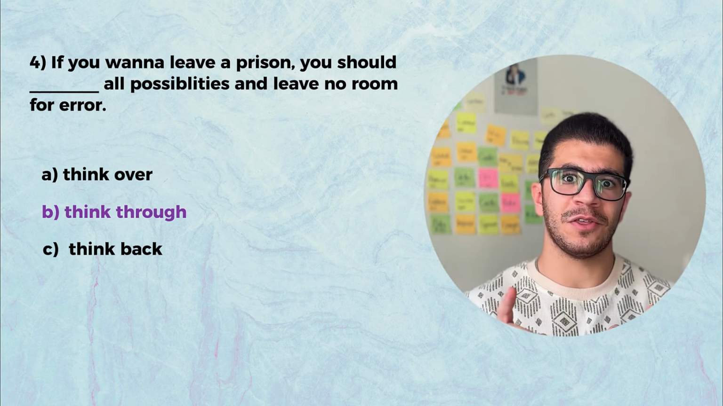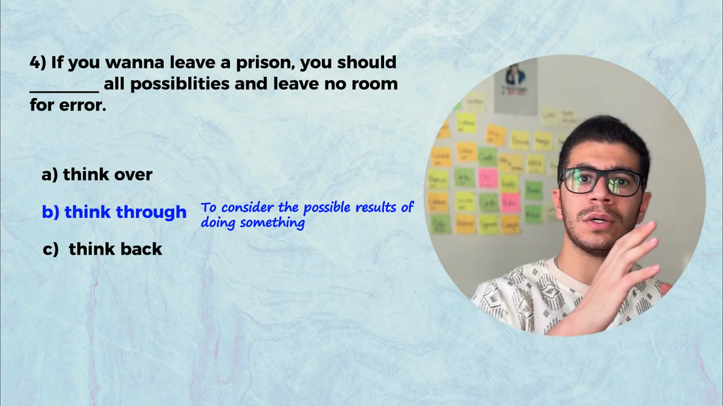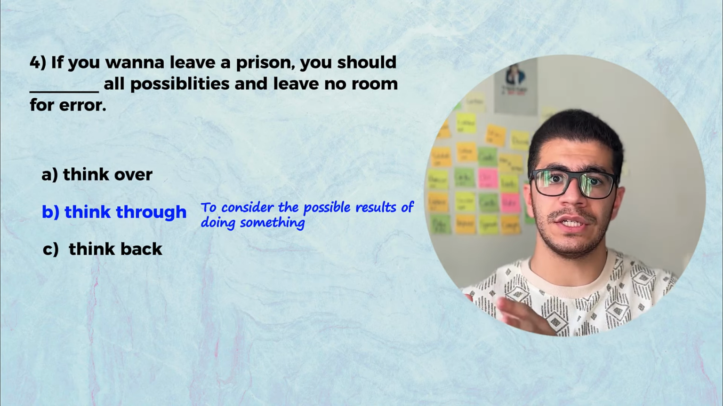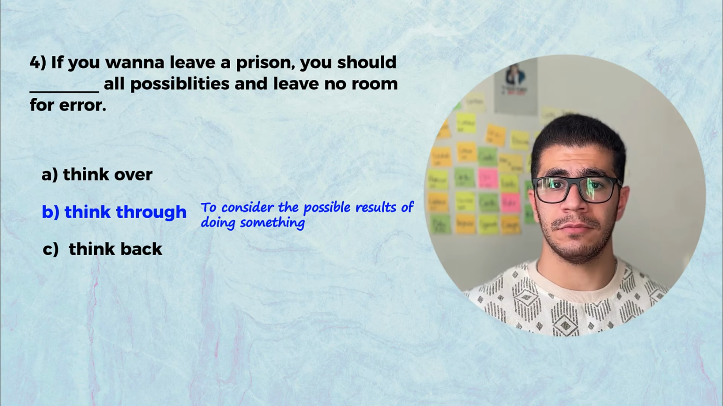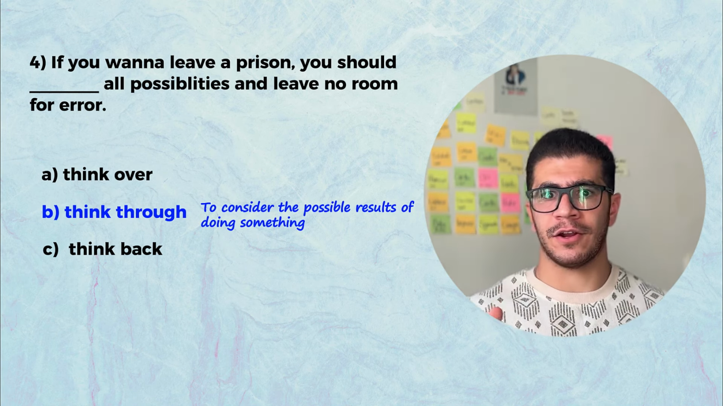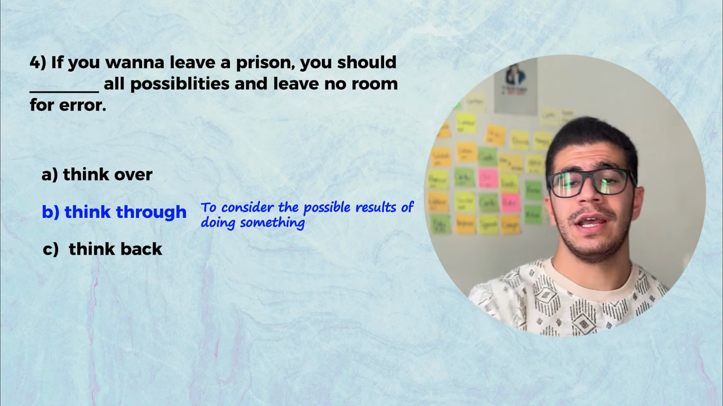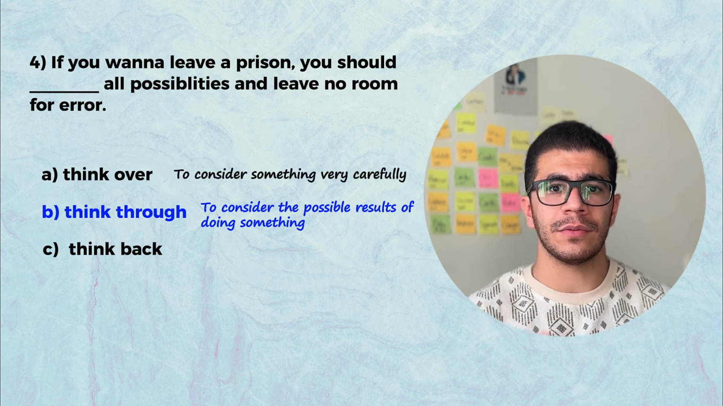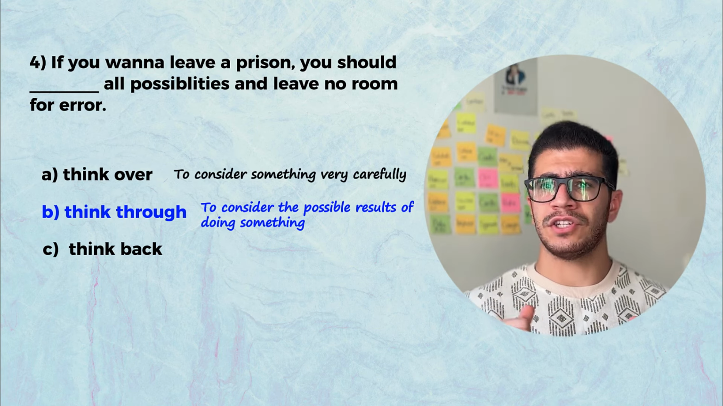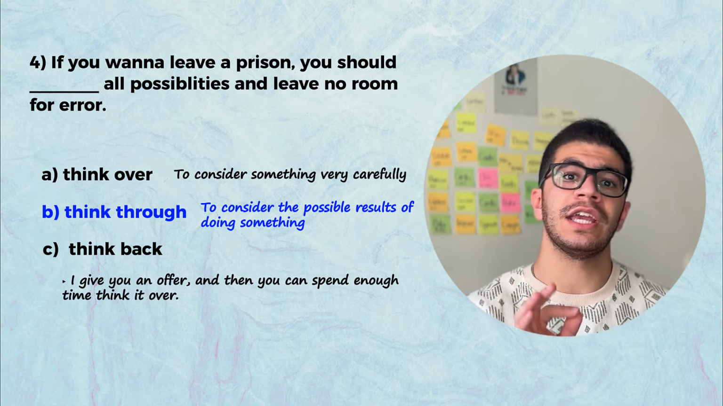Well, definitely think through, because when you think through something, you are considering all the possibilities and all the consequences of an action or a decision, right? And the other two choices, why they are incorrect, you already know about think back, thinking about the past. And think over means to think about something or consider it very carefully. For example, I give you an offer, and then you can spend enough time to think it over.